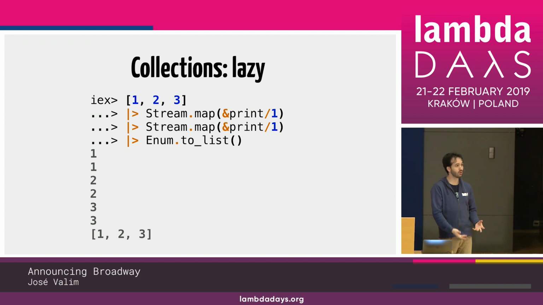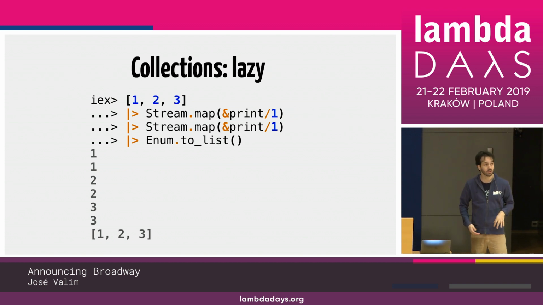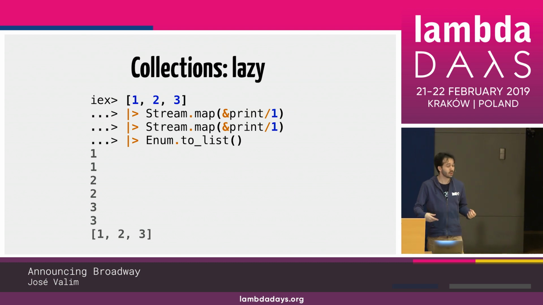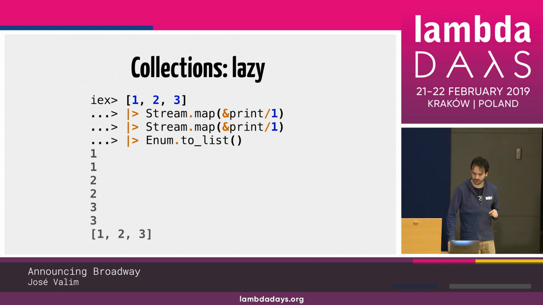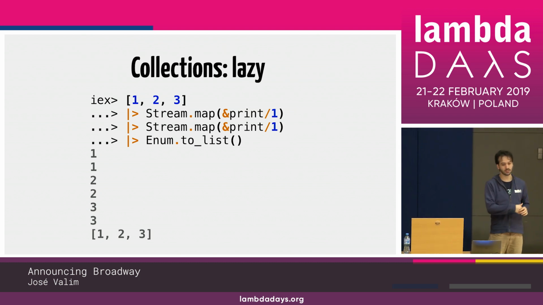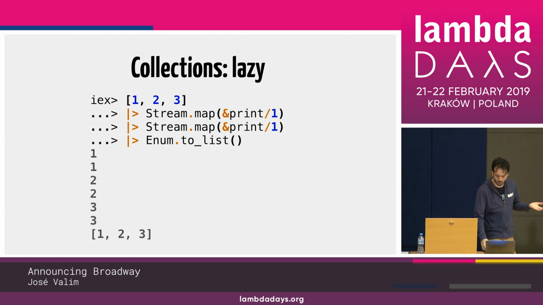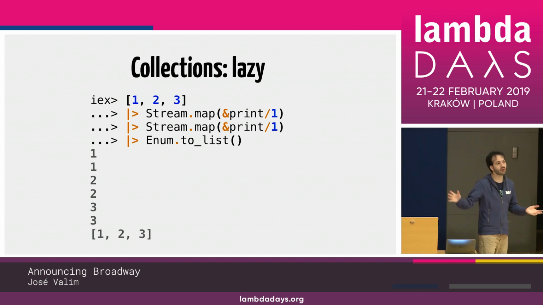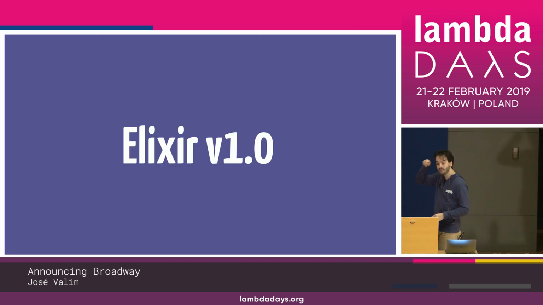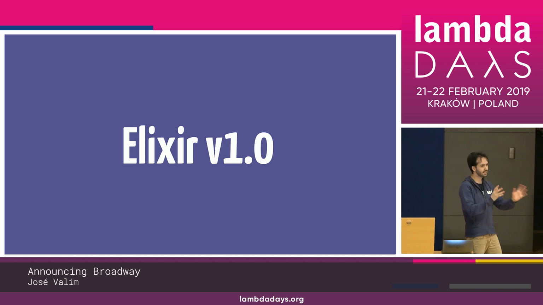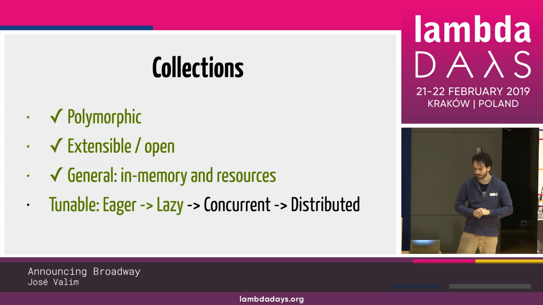We don't have to load the whole file into memory, right? So it allows us to work with large collections. It allows us to work with potentially infinite collections because you're never loading everything into memory. And it was exactly this feature set that we shipped as part of Elixir 1.0 back in 2014. So when we look at our requirements, we're able to get really far in our list, right? We're able to make them polymorphic, extensible, general, and we're able to easily go from eager to lazy.